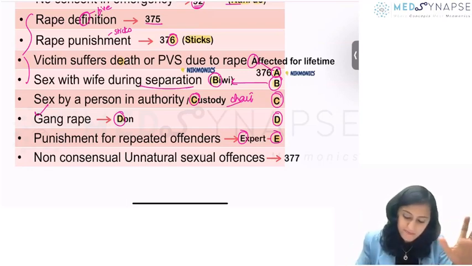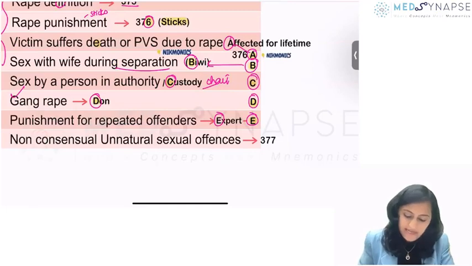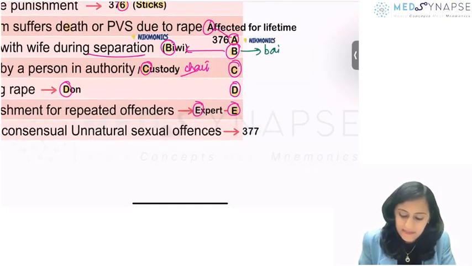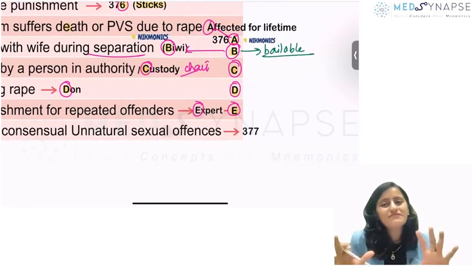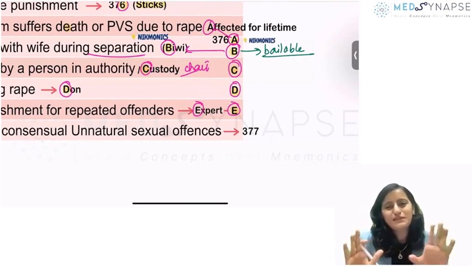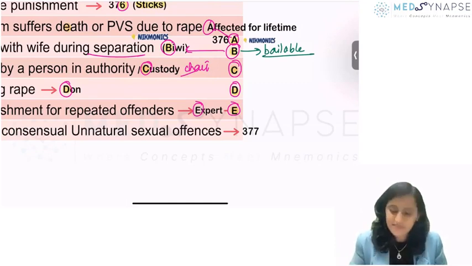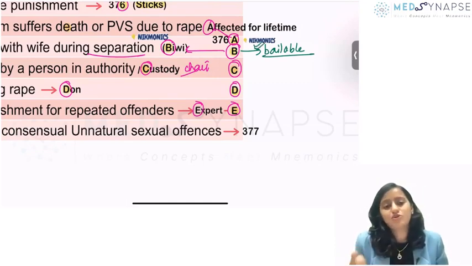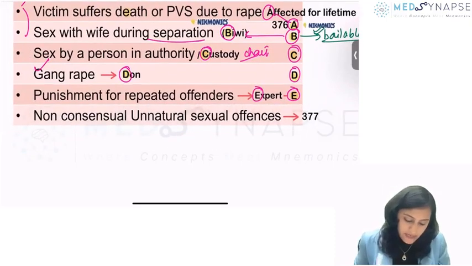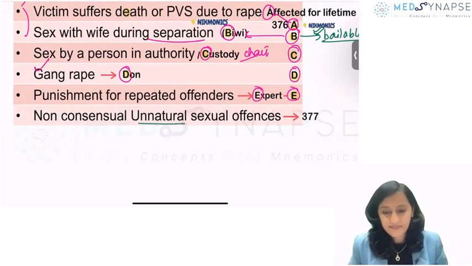Out of this, which is bailable? Only 376B is bailable, the rest are non-bailable. You know, the wife will get very emotional and say, no, no, leave my husband, my pati Parmeshwar, please leave him. It is not his mistake. So that is the only bailable one. The rest are non-bailable. Next, what we have is non-consensual, unnatural sexual offenses. That is 377.